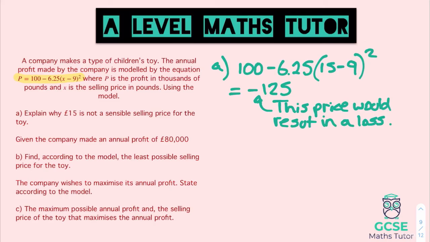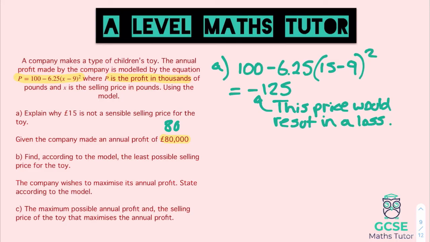Okay, so looking at this one then, now we've already got it in completed square form up there, so obviously we can use that form to compare that to 80,000. Now it says that given that the company made an annual profit of £80,000, we can put that in, and we've just got to be careful because the profit here is given in thousands. So that 80,000, when we put that into our profit, we would only write the number 80. As it says up there in the question, P is the profit in thousands of pounds.